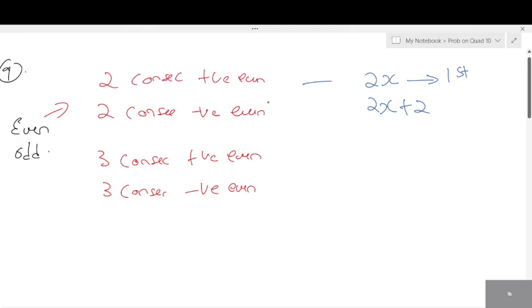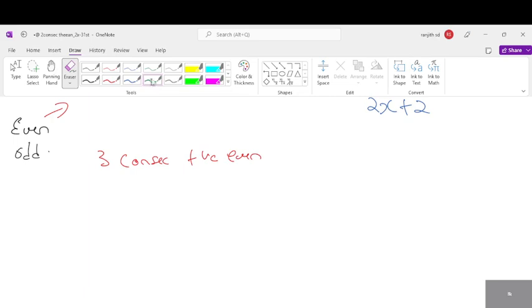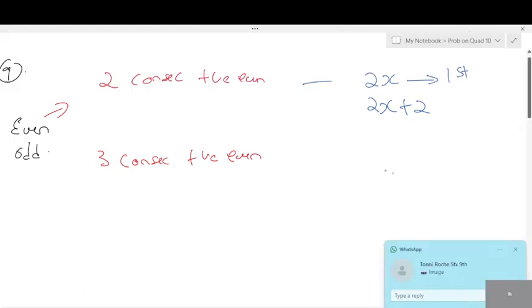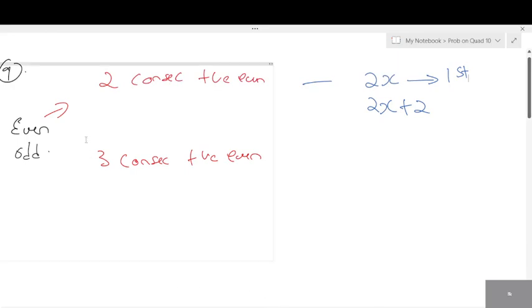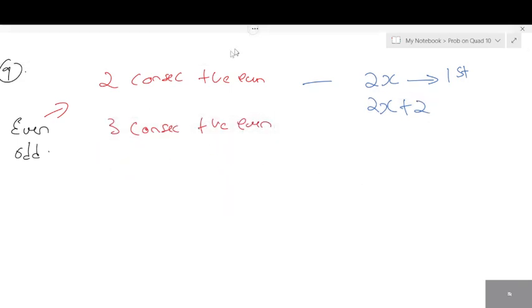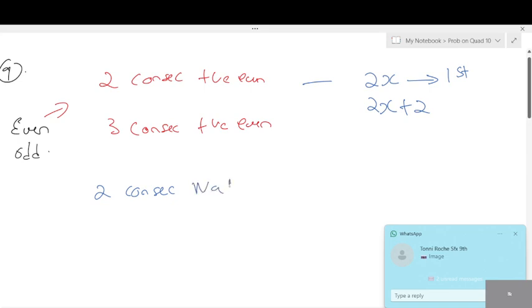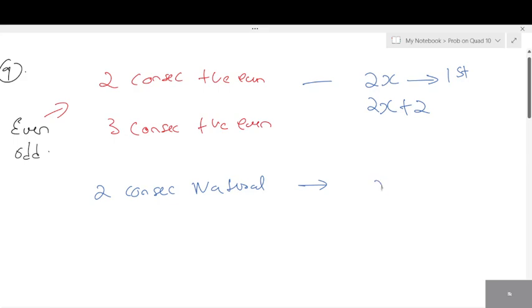Okay, even numbers. Two positive, or negative, you don't get. Sorry, negative even you won't get. Two consecutive even numbers, make a note of this. Two consecutive even numbers. Next, two consecutive natural numbers. For natural numbers, the first number you can take as x.